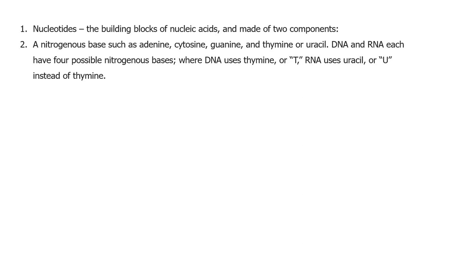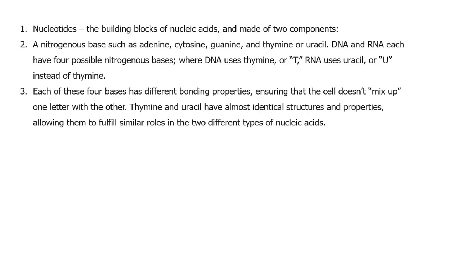Okay, DNA and RNA each have 4 possible nitrogenous bases. Only there is a difference between DNA and RNA in thymine and uracil. That is the only thing. Then each of these 4 bases has different bonding properties, remember. So this is very important. Each base has different bonding properties. So that's why there is no mix up of one letter with another. Okay, and thymine and uracil have almost identical structures and properties, which allows them to fulfill a similar role in two different types of nucleic acid, like thymine in DNA and uracil in RNA.